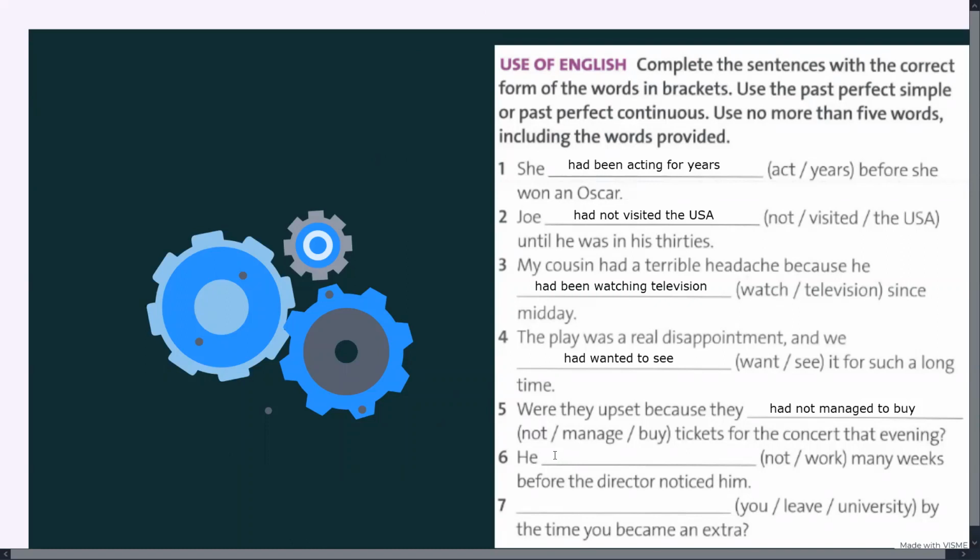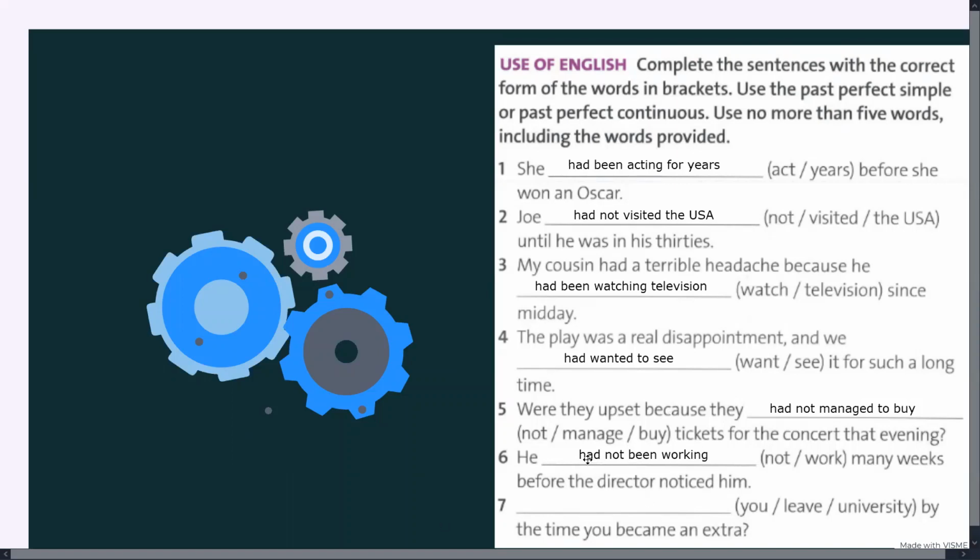He not worked many weeks before the director noticed him. I would say he had not been working, because it's a simple interruption, basically. He was working and then he noticed him. So he had not been working long before he was noticed.